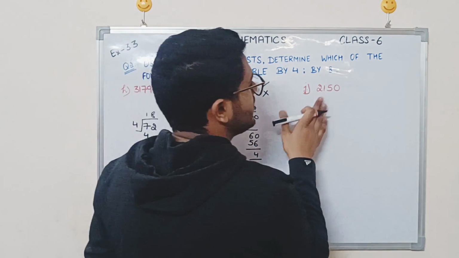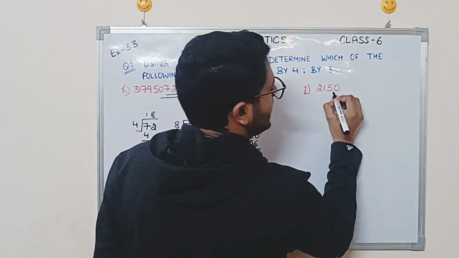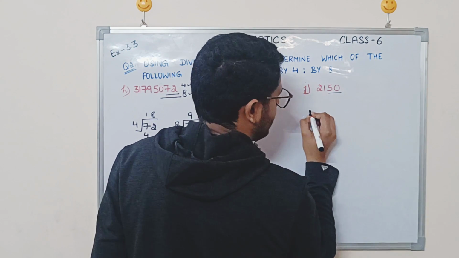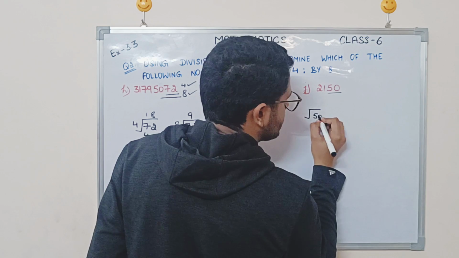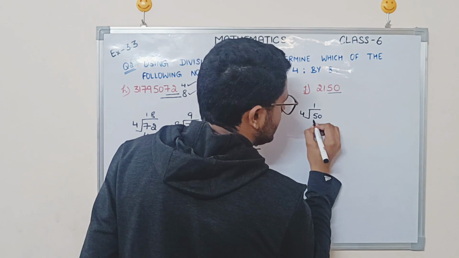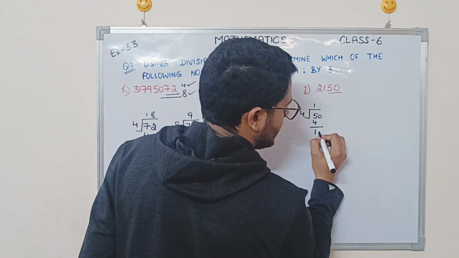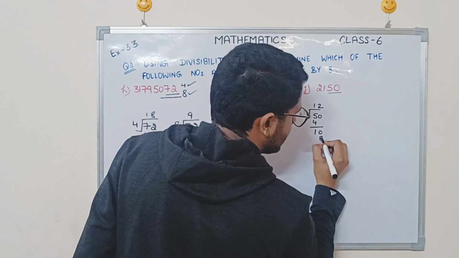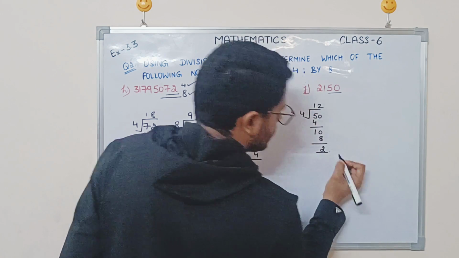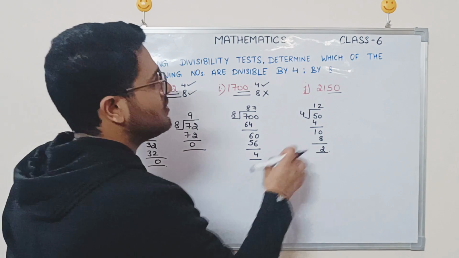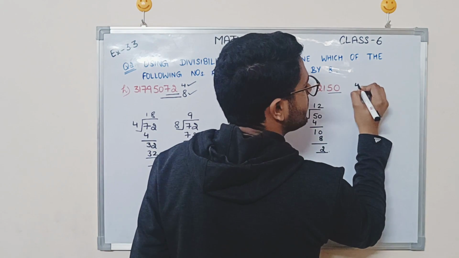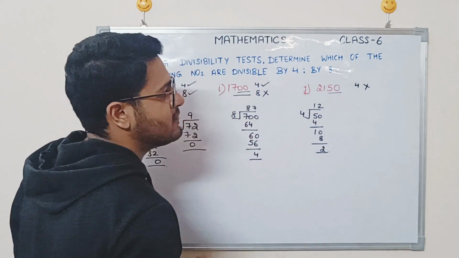Last part, J part, 2150, last two digits 50. So 50 divided by 4: 4 ones are 4, 1 and 0, 4 twos are 8, remainder is 2. 50 is not divisible by 4, therefore 2150 is not divisible by 4.